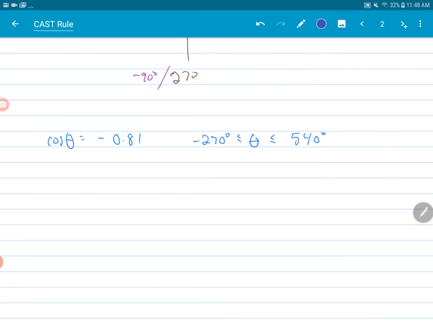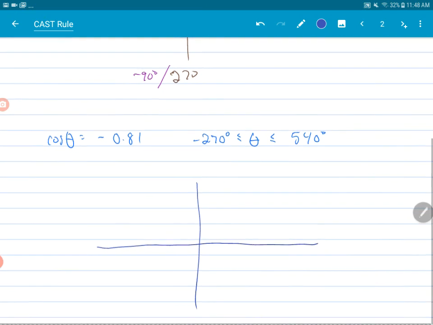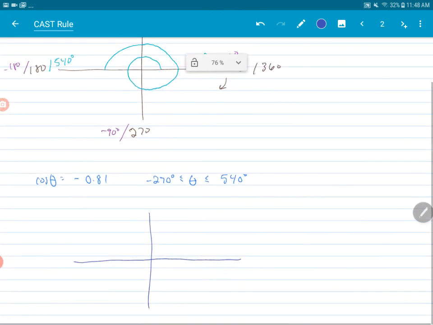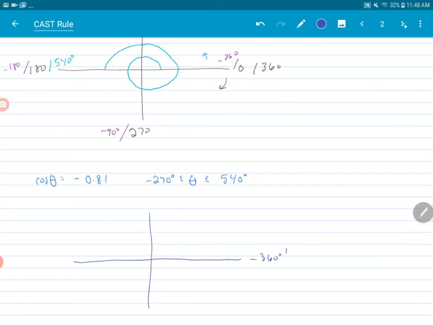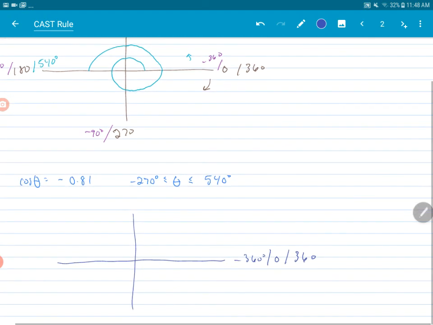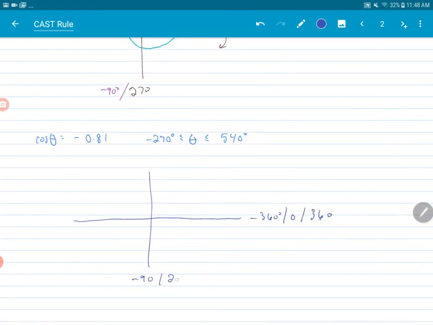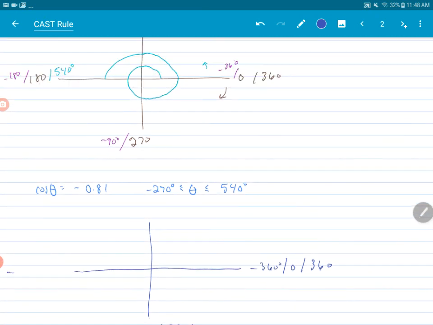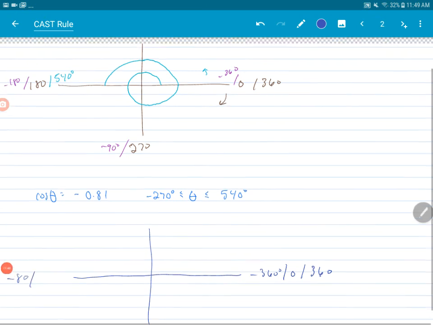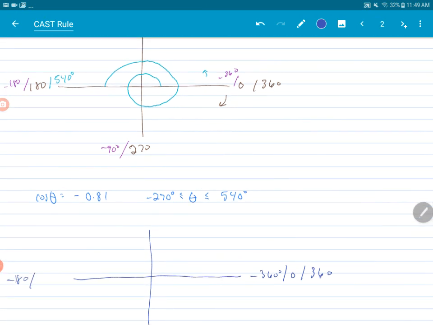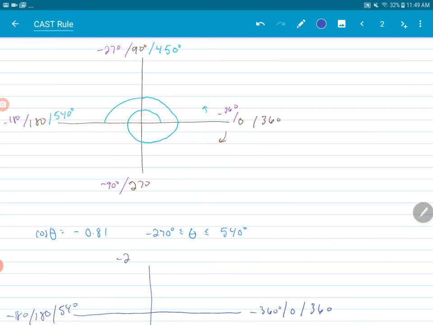So we'll draw ourselves a quadrant here, and we'll do our labeling just like we did before. So this is negative 360 or 0 or 360. Down here we said it's negative 90 and also 270. This one here is negative 180 or 180 or 540 degrees. And up at the top here we know it's negative 270 or 90 or 450, depending how we start.